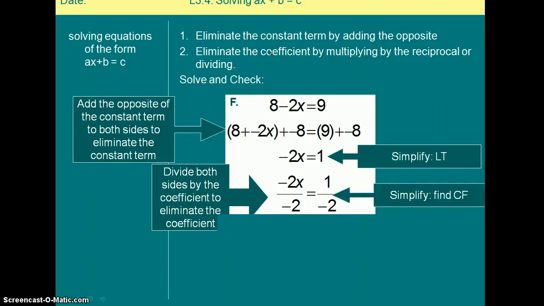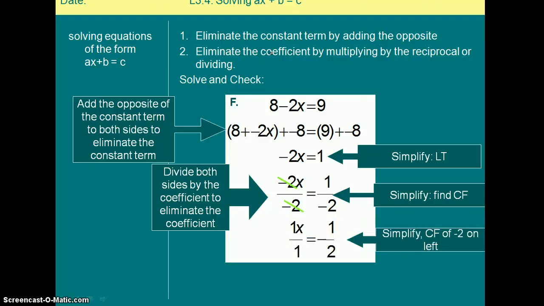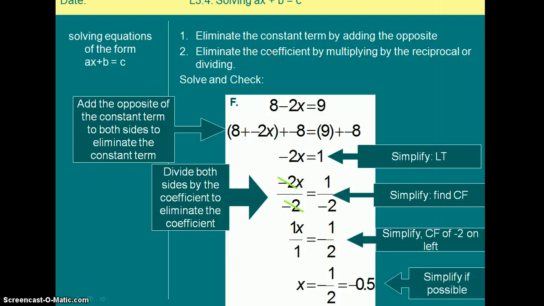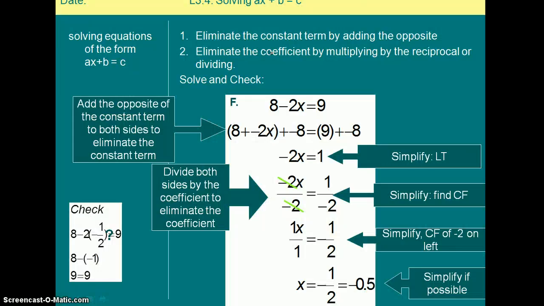We'll divide by -2, finding our common factors. -2 in the numerator and the denominator, a -2 factor on the left side, resulting in 1x equals -1/2. If we check our answer back in the original equation, trying out -1/2 for x, we come up with 9 equals 9, so we know we have the right answer.